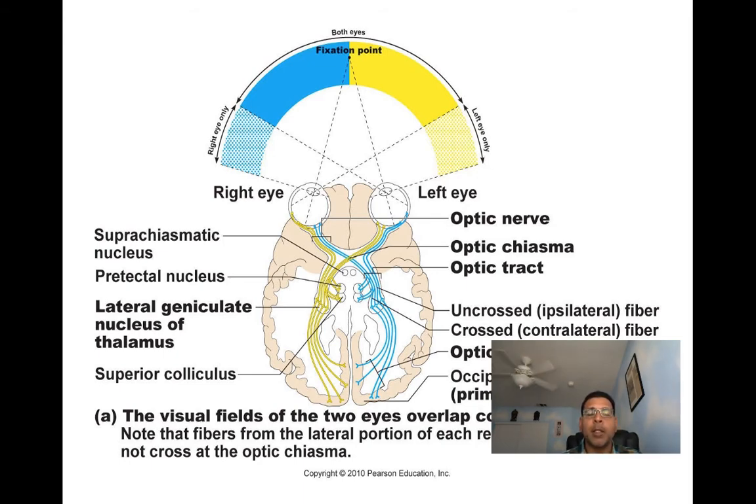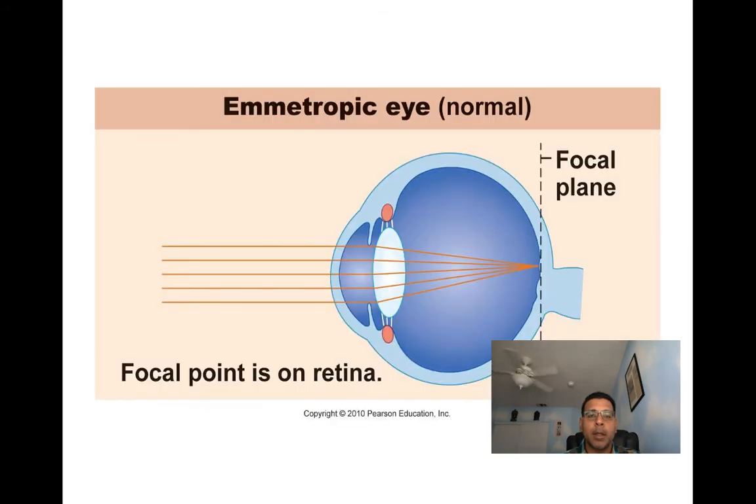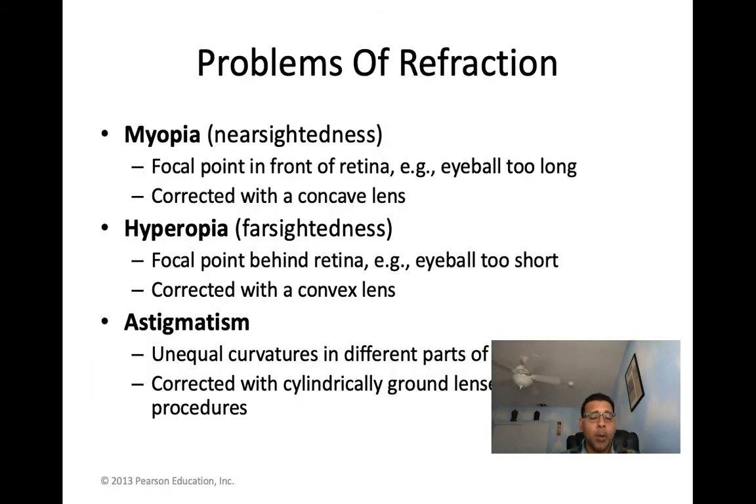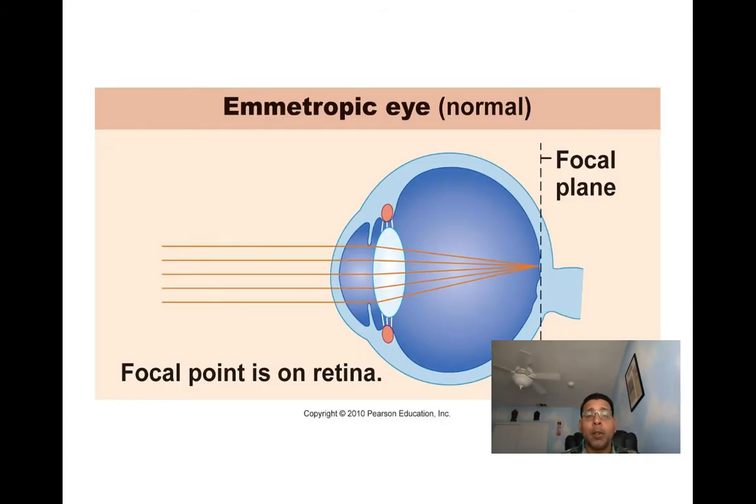So let's move over then to vision problems. When we talk problems of refraction, vision problems, first let's look at the focal point of a normal eye, a normal emmetropic eye. The focal point, you can see, is going to be right on the retina.